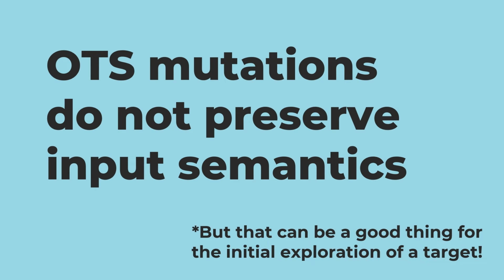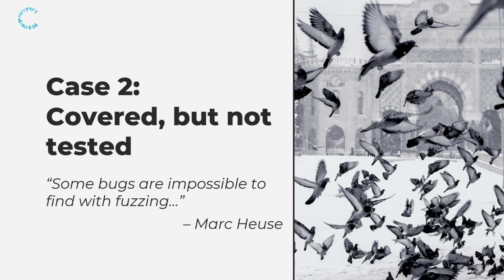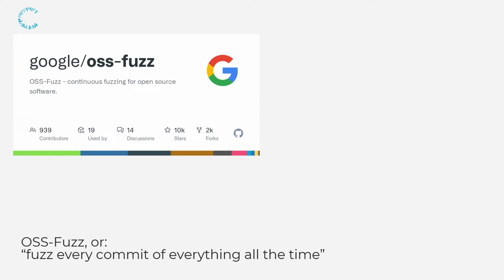OK, let's move on. Another problem. What happens if our coverage is lying to us? OK, so first of all, I want to talk about OSS-Fuzz. I'm sure many of you have heard of OSS-Fuzz. It's this idea that we can fuzz everything all the time with every single commit, right? And that's the general premise of OSS-Fuzz.